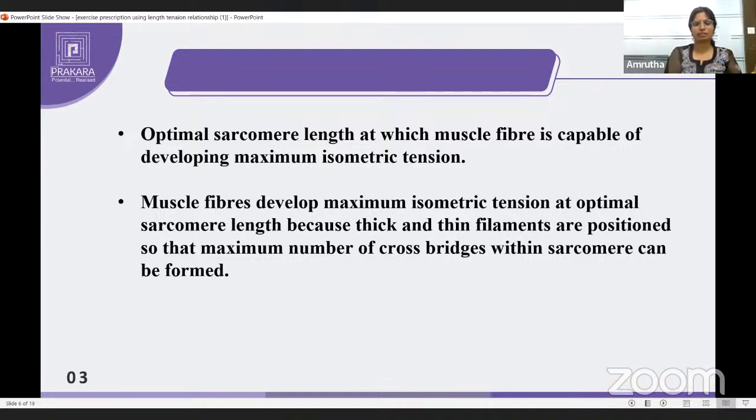So why does this happen? The first reason is joint position. This is the loose-packed position for the elbow. Hence, whatever swelling or inflammation is there tends to be carried away like that. Now coming to the optimal muscle length.